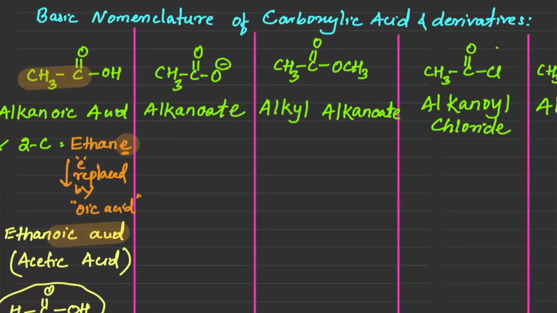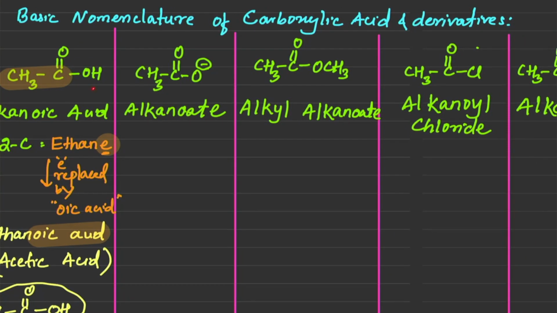Okay, so next one is alkanoate. If the hydrogen is gone, we know that this is an acid, right? So this here, at the end, is our acidic hydrogen. If you treat any of your carboxylic acids with a base, the acidic hydrogen will be gone. That will leave a negative charge on this oxygen. So when something is negatively charged, we call it alkanoate.